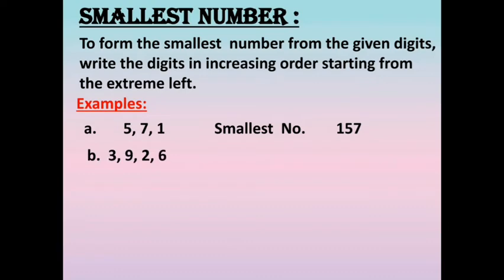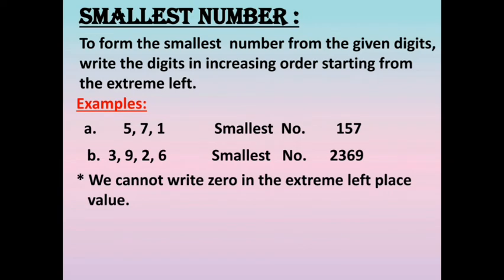Now we will see an example of 4 digit number. 3, 9, 2 and 6. So which is the smallest digit? 2. So 2 will come in thousands place, then 3 will come in hundreds place, 6 will come in tens place and 9 will come in ones place. So what is the smallest number? Smallest number is 2369.